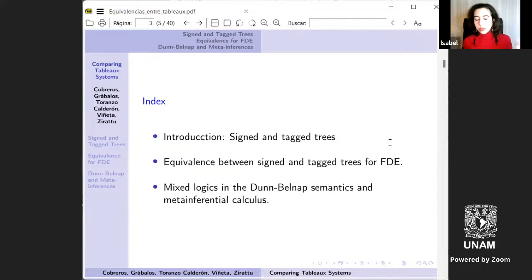So the introduction will be a brief refresher on signed and tag trees. Then we will talk about the equivalences between them, and the translation that we have designed. And then we'll present the mixed Dunn-Belnap logics, which are the semantics within which FDE is, and our possible meta-inferential tree calculus.